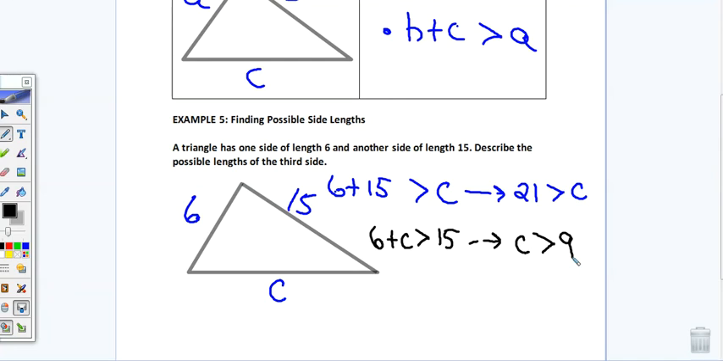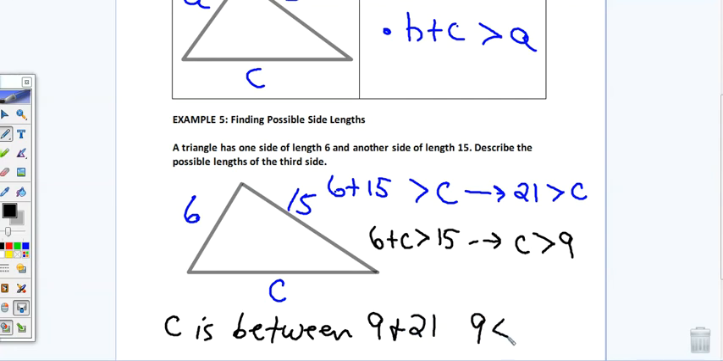So listen to what I say, kids. I'm going to write this down. C is between 9 and 21. Or you might see it written as 9 is less than C is less than 21, like so. Okay? All right, hear what I say.